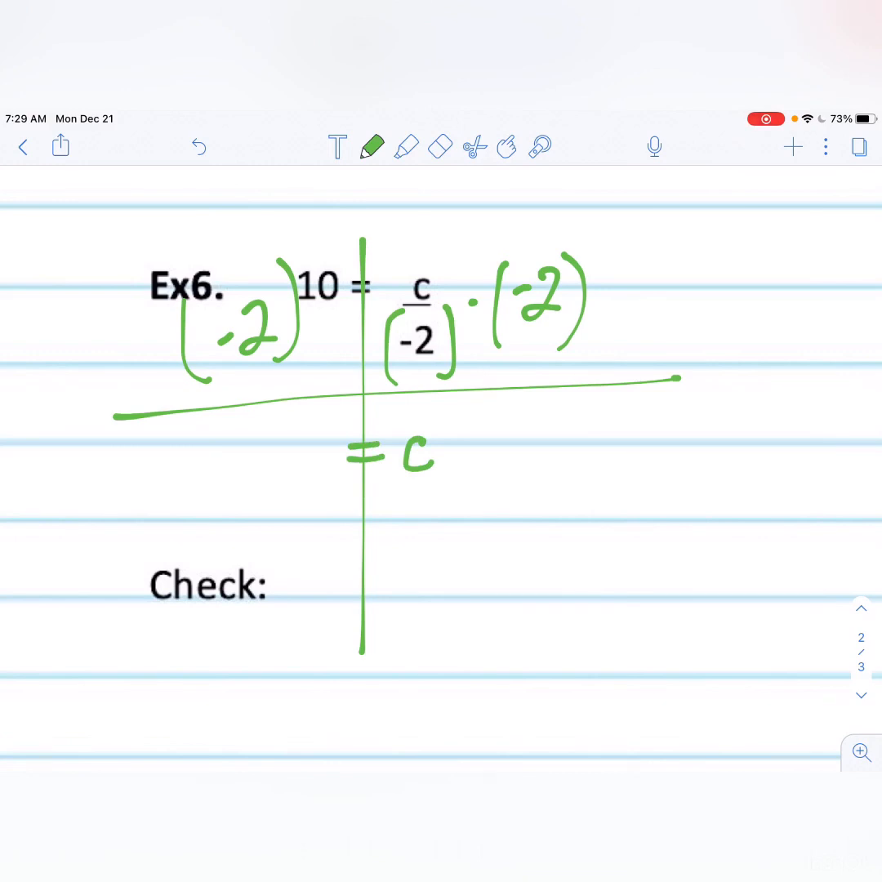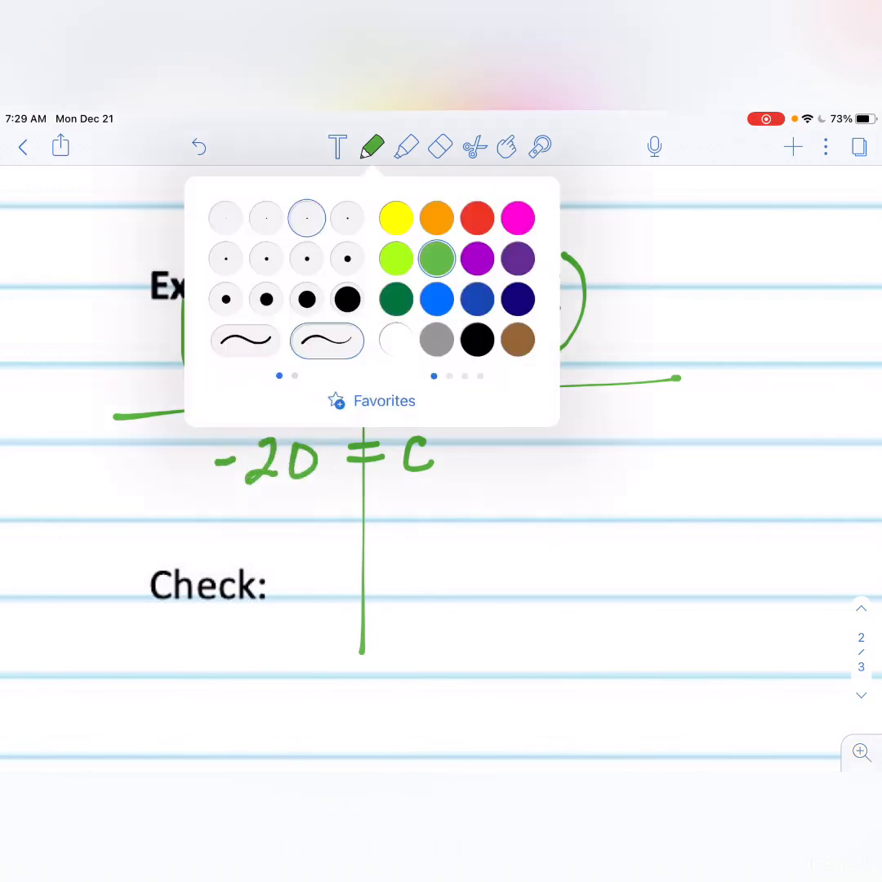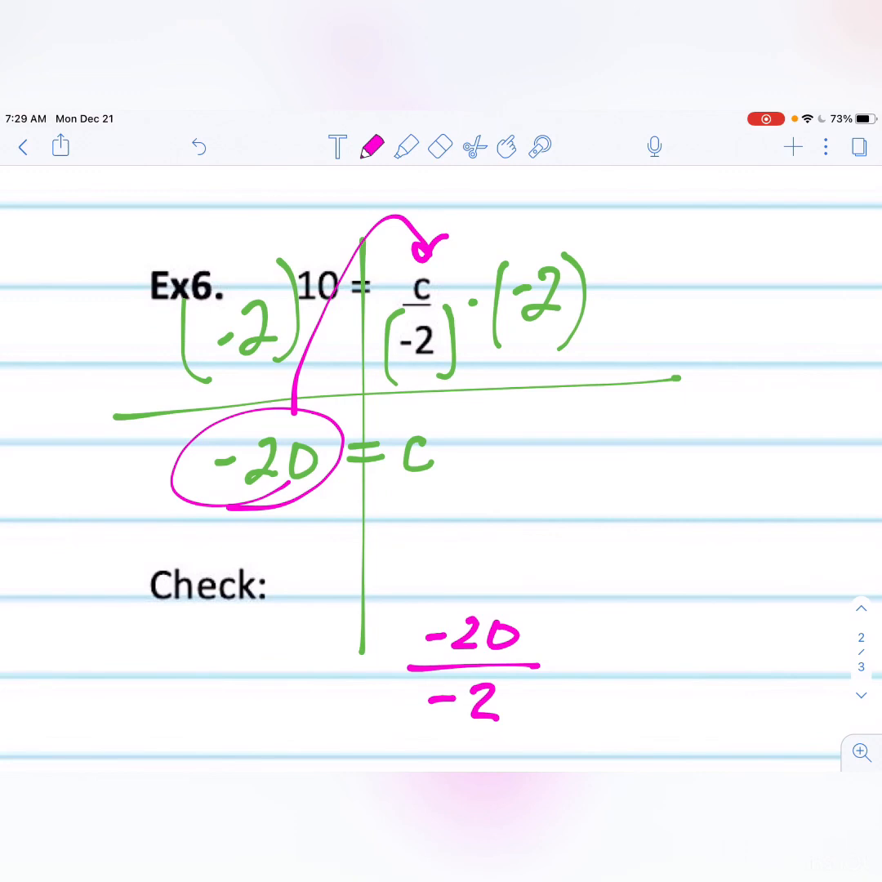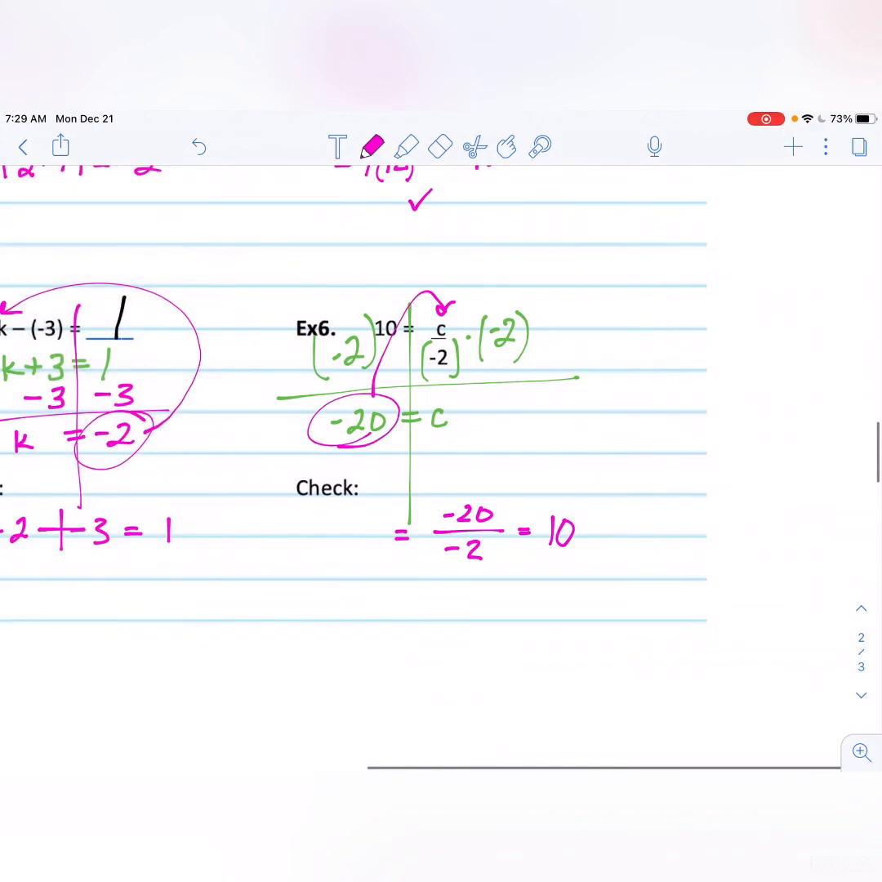Negative 2 times 10. We're not subtracting, we're multiplying. That's going to be negative 20. And then we'll check our answer. Put the negative 20 back in for c. So negative 20 divided by negative 2. It doesn't even matter which side of the equal sign I put this on, but I'm going to go ahead and go left to right. So negative 20 divided by negative 2 is a positive 10. All right, and that's how we solve by undoing.